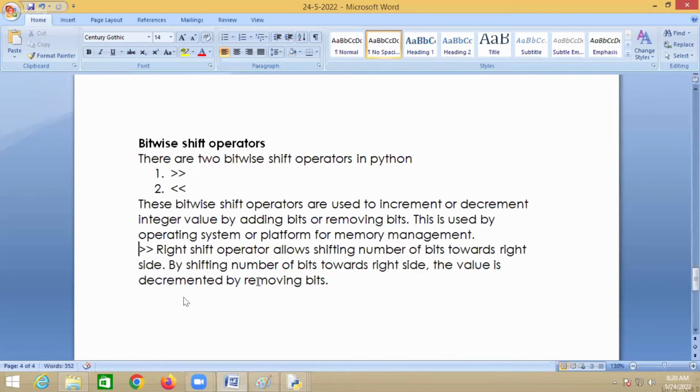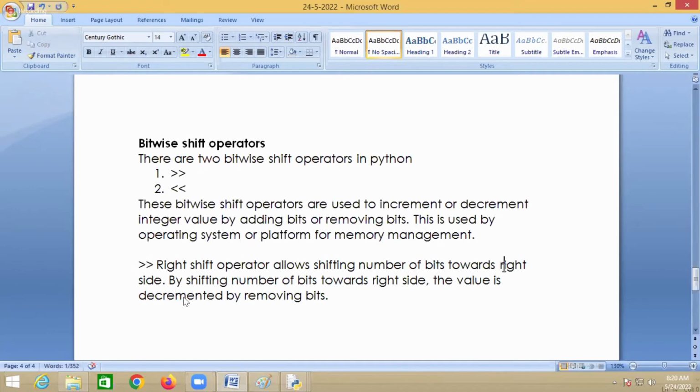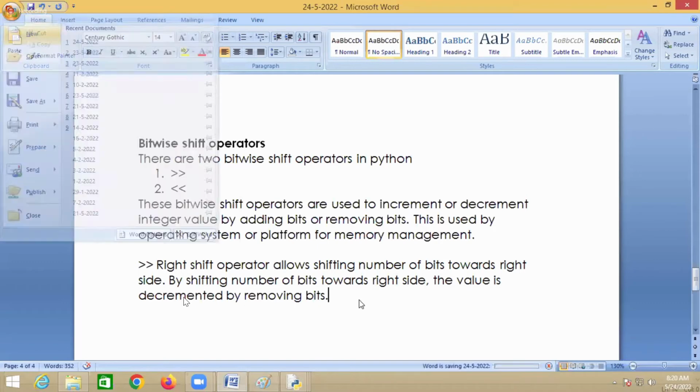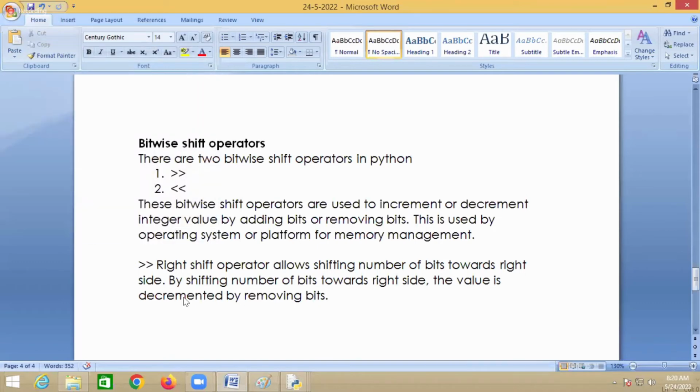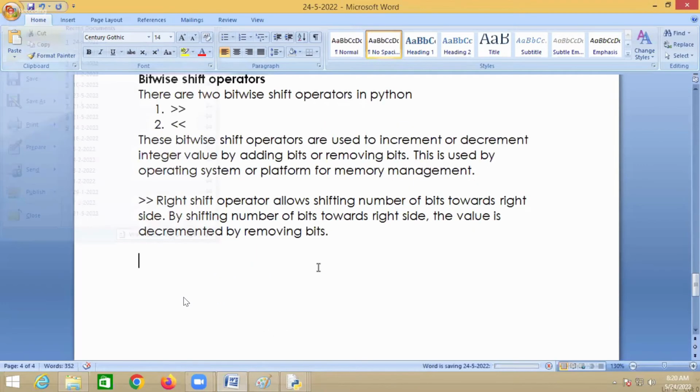So the right shift operator allows shifting a number of bits towards the right side. By shifting bits towards the right side, the value is decremented by removing bits. Rotation of bits is also done by using right shift and left shift. This is useful when you are working with embedded applications, like memory management, which is generally taken care of by the OS or provided by the platforms.